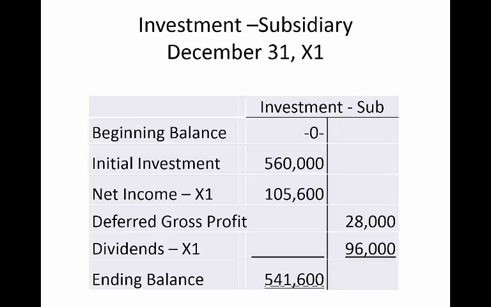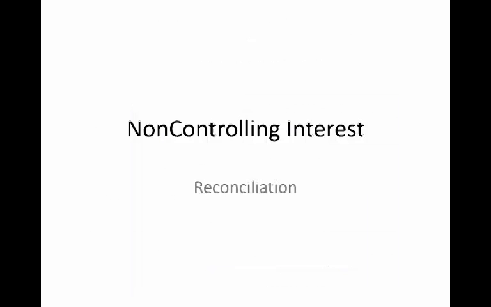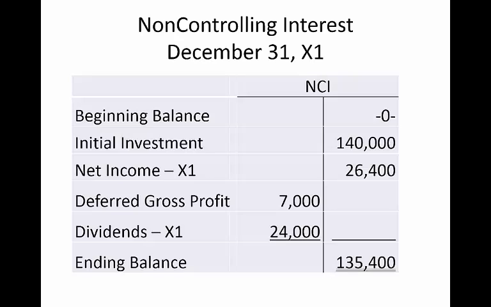We always record any equity method entries in the investment in sub account. And of particular note here is the deferred gross profit. And we'll do the same thing for the non-controlling interest. Again, these won't come from the equity method entries, but they'll come from the EJEs.